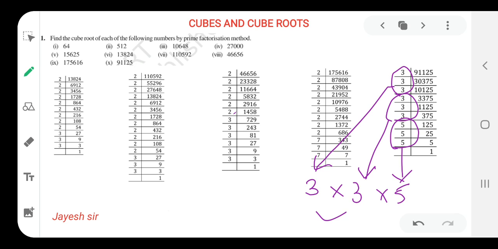3 3s are 9, 9 5s are 45. So the correct answer would be 45. So the cube of 45 is 91,125. I hope, friends, you all might be able to understand it properly, and this was the easier type of method over here.